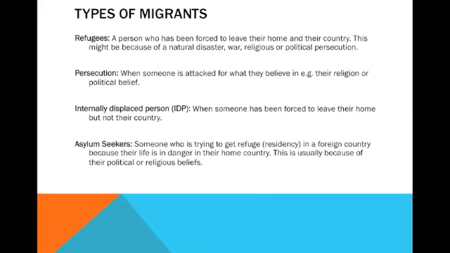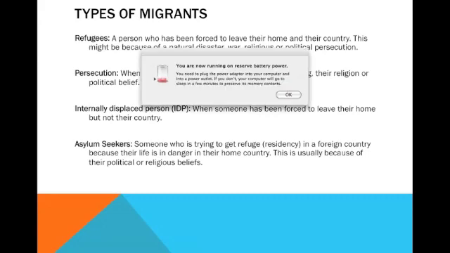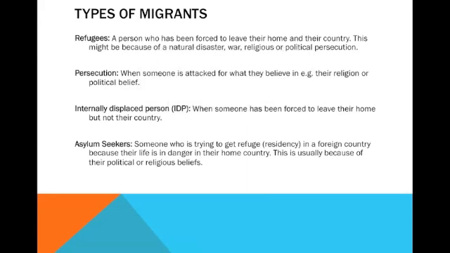Okay, there are different types of migrants. I kind of touched on this slightly before, but let's go more in detail. So a refugee is a person who has been forced to leave their house and their country. This might be because of a natural disaster, war, religious, or political persecution. And persecution is when someone is attacked for what they believe in, for instance, their religion or political belief.